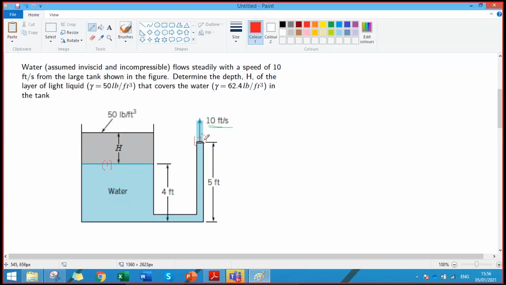So P1 by gamma of water, because water is the fluid, plus V1 square by 2G, plus Z1 should be equal to the total head at point 2, that is P2 by gamma of water again, plus V2 square by 2G, plus Z2. Okay, is that clear?